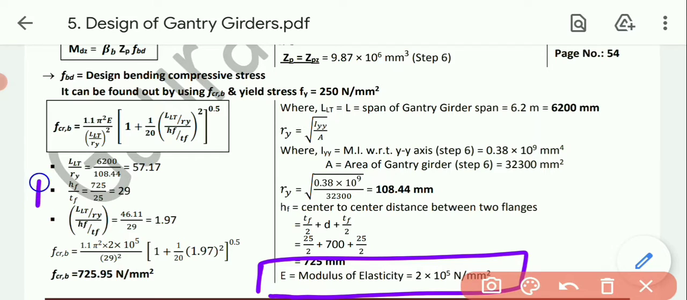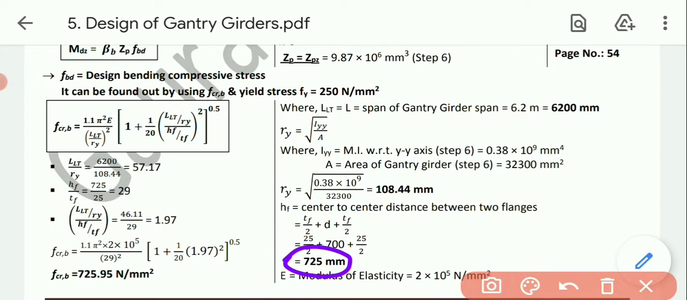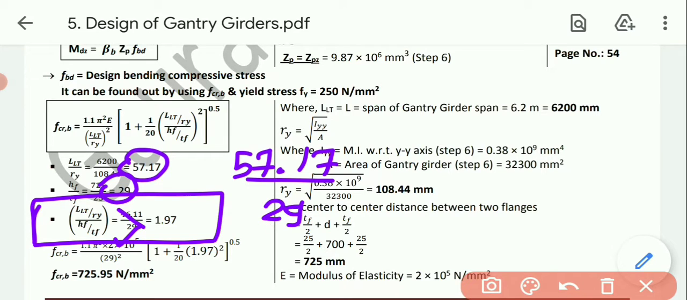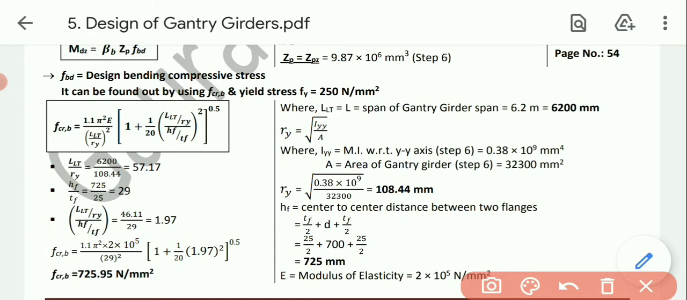So first of all HF by TF, 725 divided by 25, so the answer is 29. So let's calculate this ratio also. So LLD by RY divided by HF by TF, 57.17 divided by 29. Okay, over here once again a printing mistake is there, sorry for that. 57.17 divided by 29, so our answer will be 1.97. That's the ratio. So now let's put down all these values in this formula.